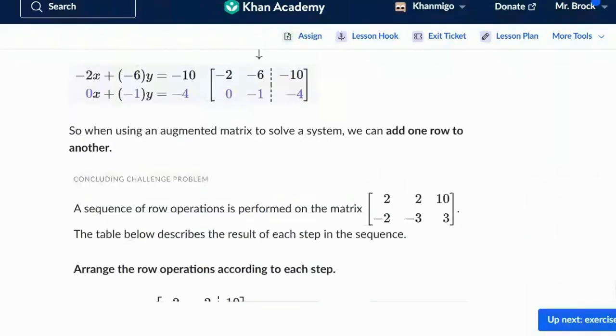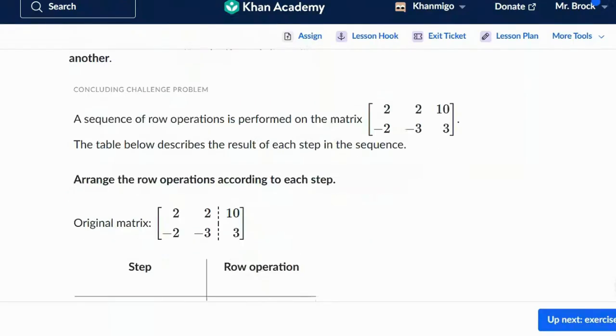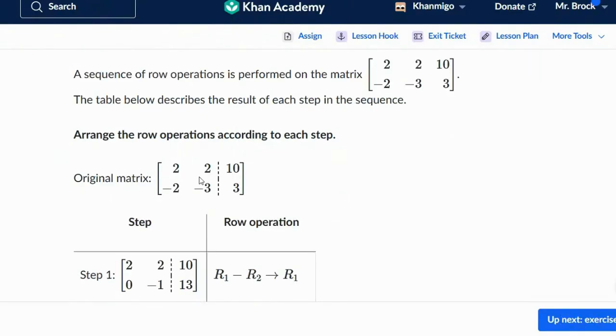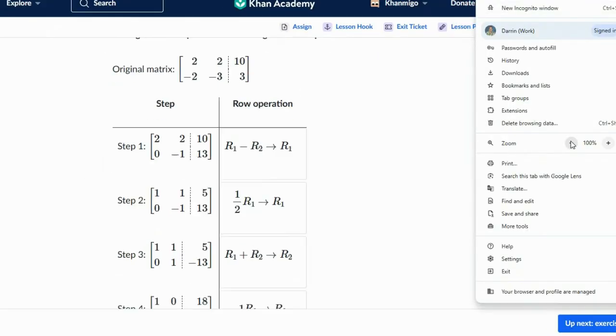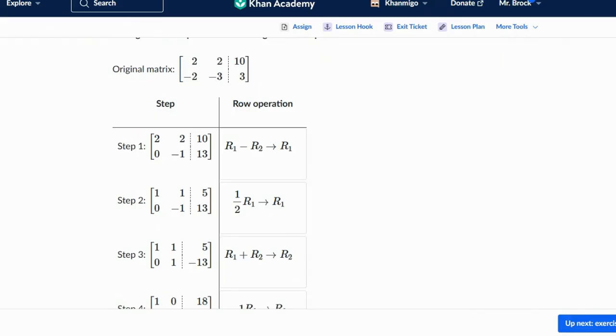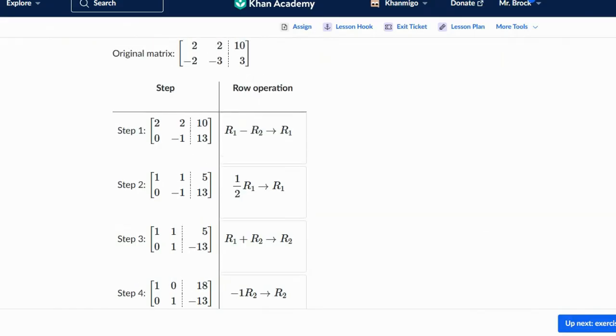All right. Concluding challenge problem. Let's take a look at this problem. A sequence of row operations is performed on this matrix. Okay, we're starting with this matrix. The table below describes the result of each step. And we've got to figure out what were the steps that were used. So I need to make this a lot smaller. Can we see all of it there now? Okay. So here is our original matrix right there.